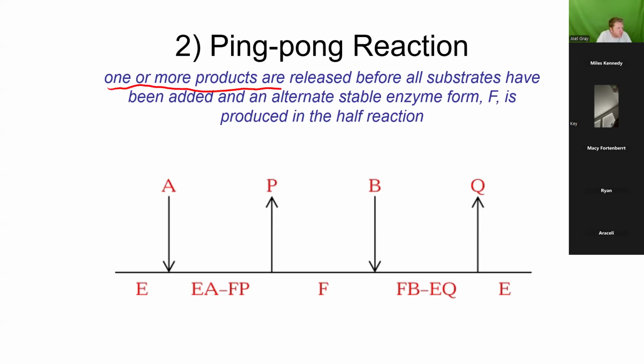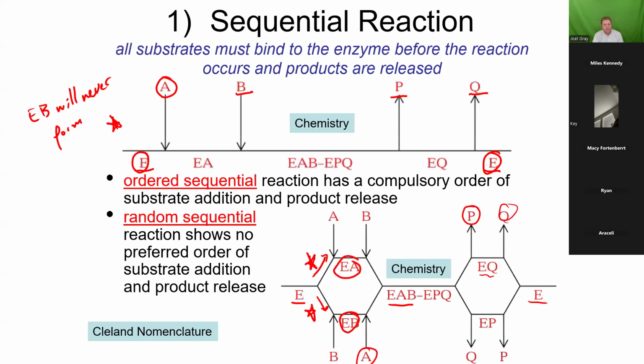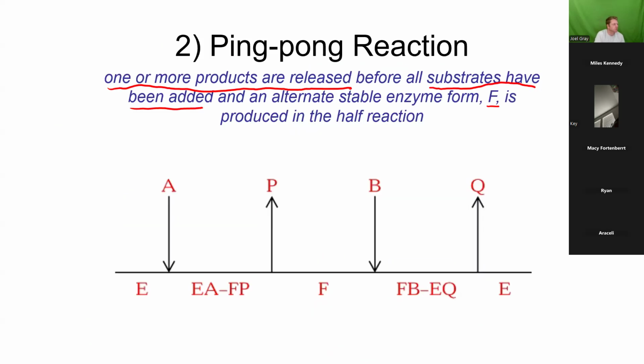One or more products are released before all substrates have been added. Okay. And an alternate substrate enzyme form F is produced in the half reaction. So essentially what that means is this is like the ordered sequential reaction.